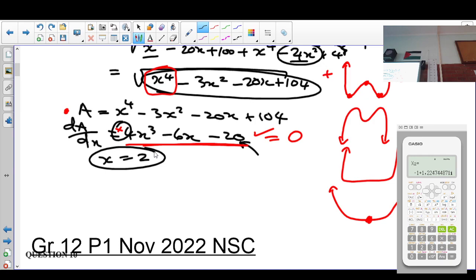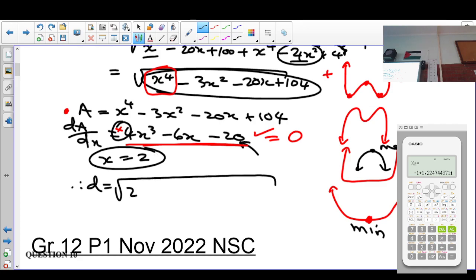Can you see this graph has a minimum value? If it had to go up, it would have a maximum. So as you can see, it has a minimum value. Okay? So the minimum value occurs at x is equal to 2. So therefore, the minimum distance is going to be the square root of 2 to the 4 minus 3 times 2 squared minus 20 times 2 plus 1 over 4.